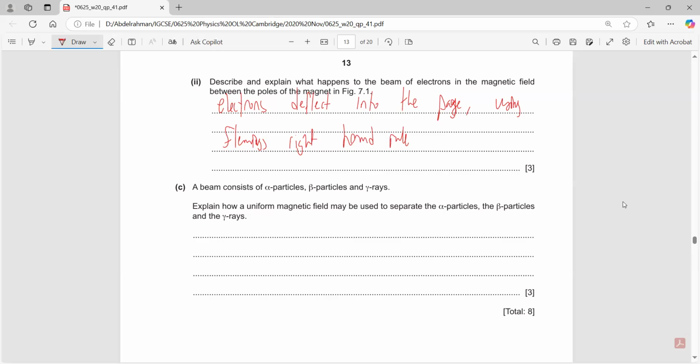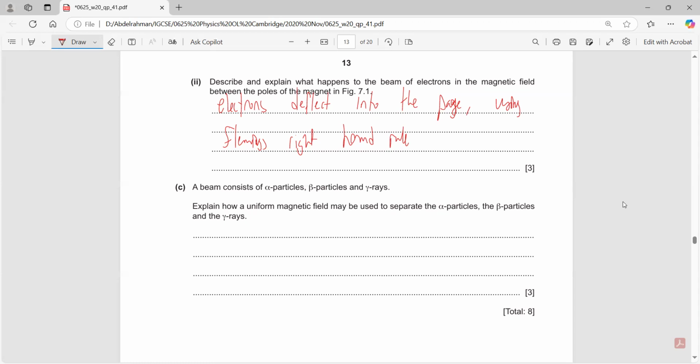A beam consists of alpha particles, beta particles, and gamma rays. Explain how a uniform magnetic field may be used to separate the alpha particles, the beta particles, and the gamma rays. How would this separate them? Because the alpha particles and the beta particles will both be deflected into separate directions. The gamma rays will move through the magnetic field undeflected.